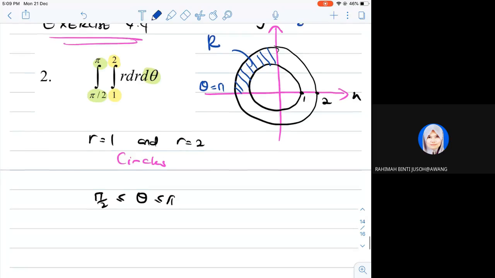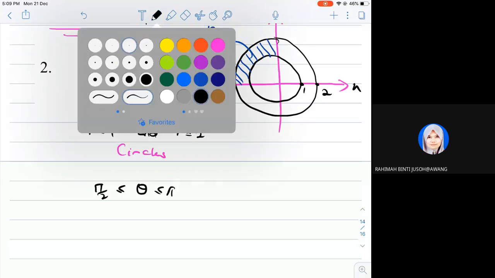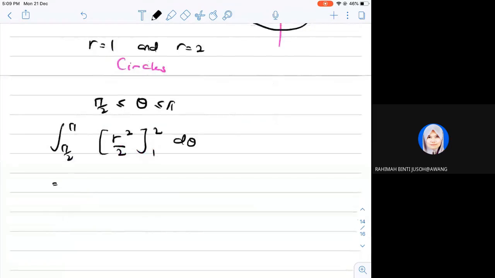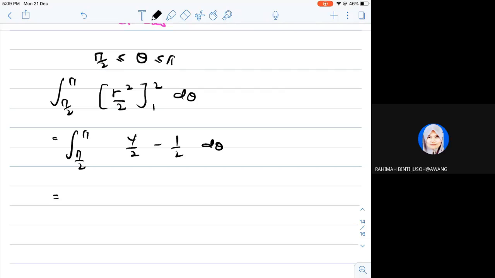Alright, let us proceed with the integration. Pi over 2 until pi, integrate r with respect to r. Of course, we will get r squared over 2. Substitute 1 and 2, d theta. So we have pi over 2 until pi of 2 squared divided by 2, so 4 over 2 minus 1 over 2, d theta. We will have 3 over 2.